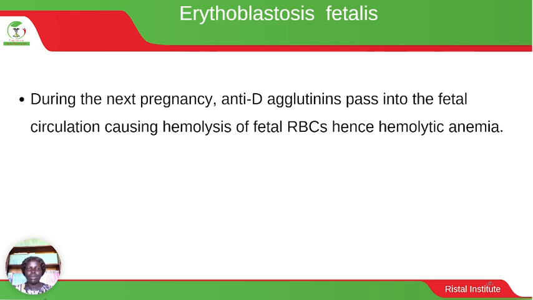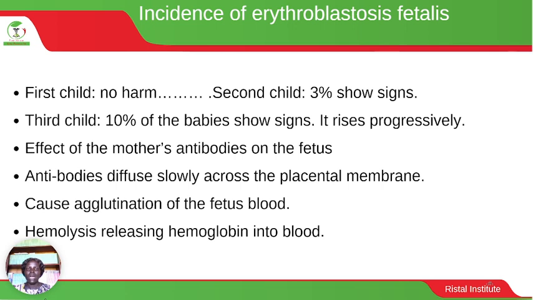During the next pregnancy, anti-D agglutinins pass into the fetal circulation, causing hemolysis of fetal red blood cells, hence hemolytic anemia. So what happens is, the first time the mother becomes pregnant, she is rhesus negative, not having the rhesus D. Then the father is having the rhesus D and is termed as rhesus positive.